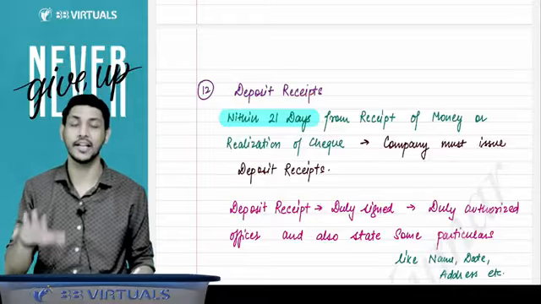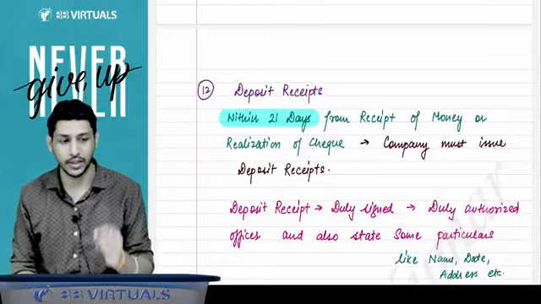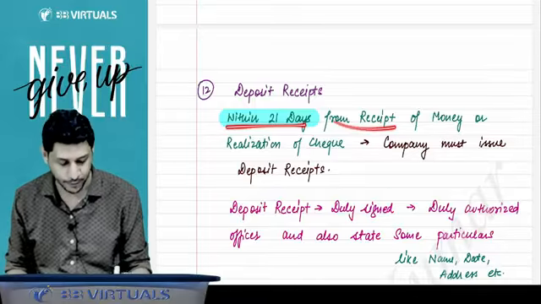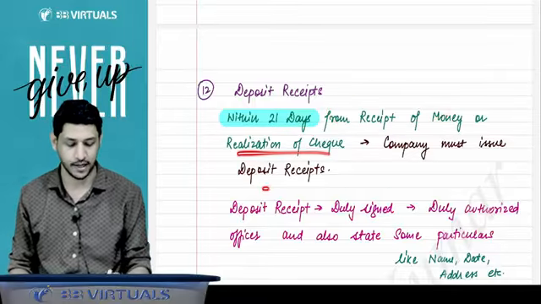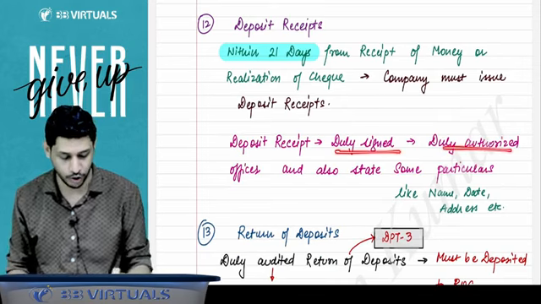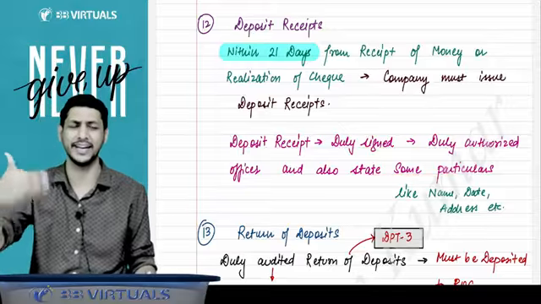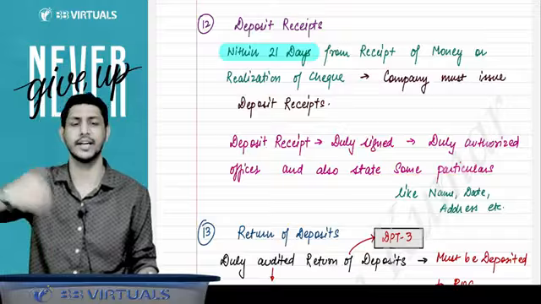Deposit receipts. When the company accepts the amount from the depositors for deposits, within a period of 21 days from the receipt of money or realization of cheque, the company issues the deposit receipt. The deposit receipt must be duly signed, duly authorized by an officer, and also state particulars like name, date, address, amount of deposit given, etc.